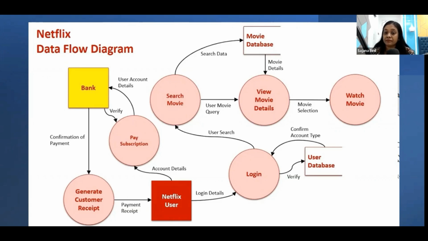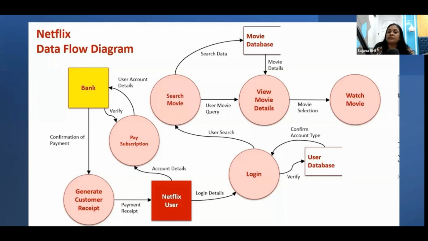After the login, what does the user do next? He tries to search for a movie, right? So user search is triggered, which goes and hits a process called search movie. Search movie in turn searches for data in the movie database, to see if that movie is there. If it is there, it fetches the movie details and invokes a process called view movie details. That means we can see on our Netflix screen all the details of that movie. It will show the thumbnail image of the movie along with a small snippet of the story and all of that.